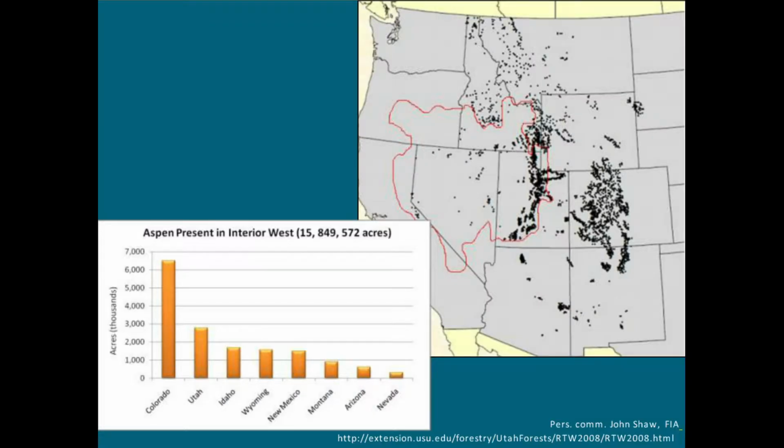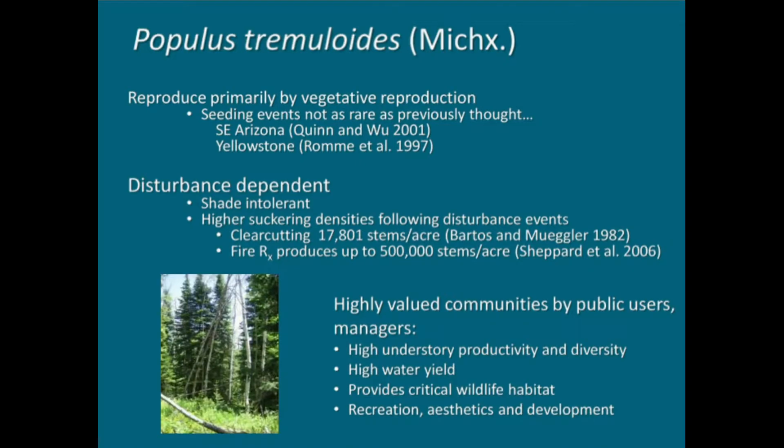So a little bit of aspen background. They reproduce primarily by vegetative reproduction. You have an individual that spreads laterally through roots, and the auxin-cytokinin imbalance requires some sort of disturbance to produce this suckering. Seeding events are not as rare as previously thought, as seen in fire episodes in southeast Arizona and Yellowstone. They require certain specific conditions, particularly in soil and temperature, for them to succeed, but they reproduce primarily through asexual suckering.